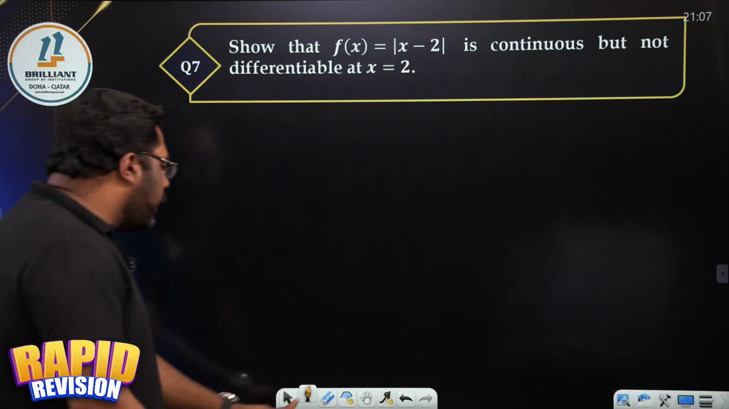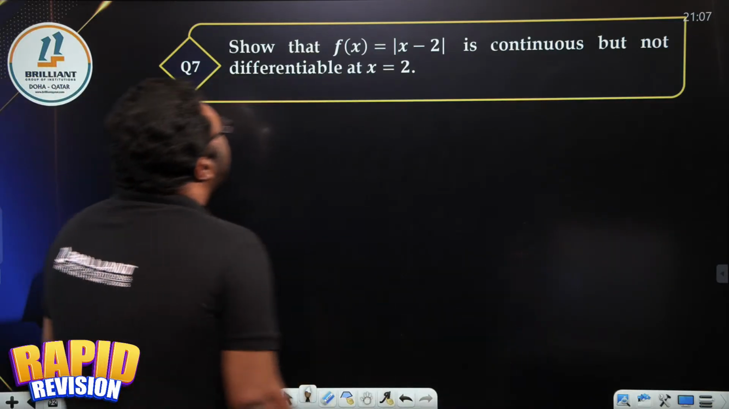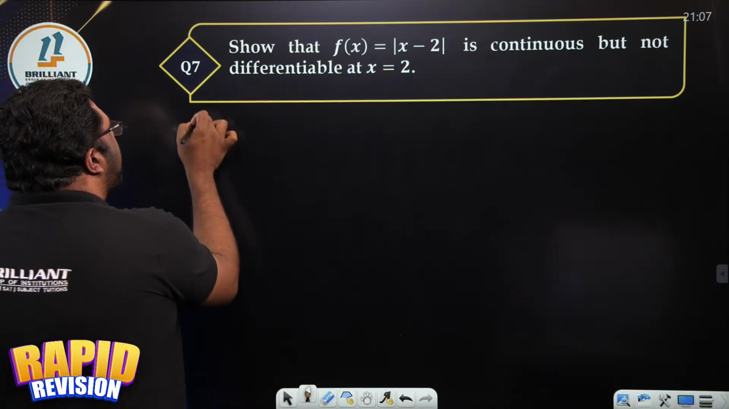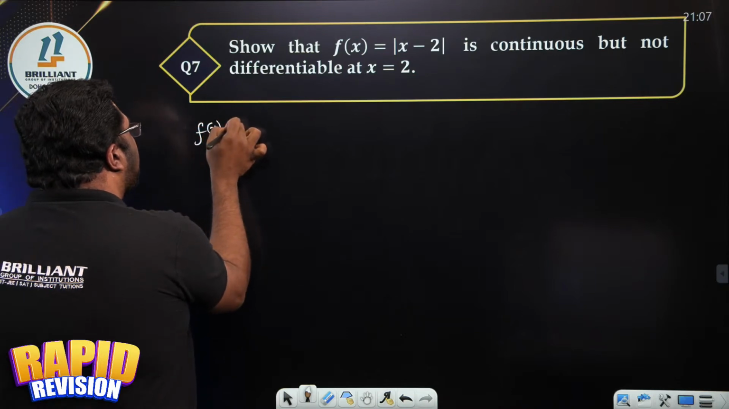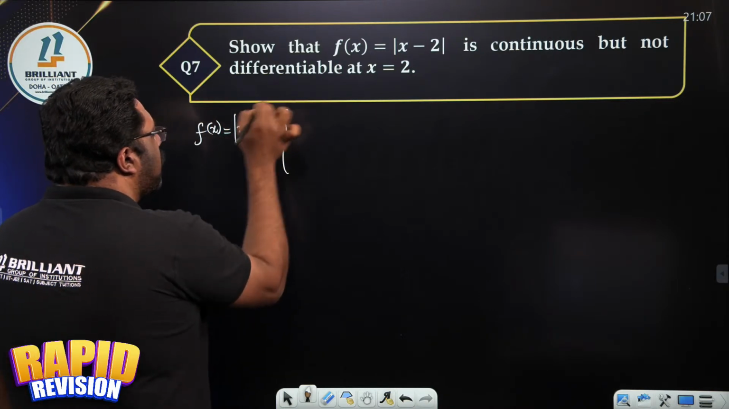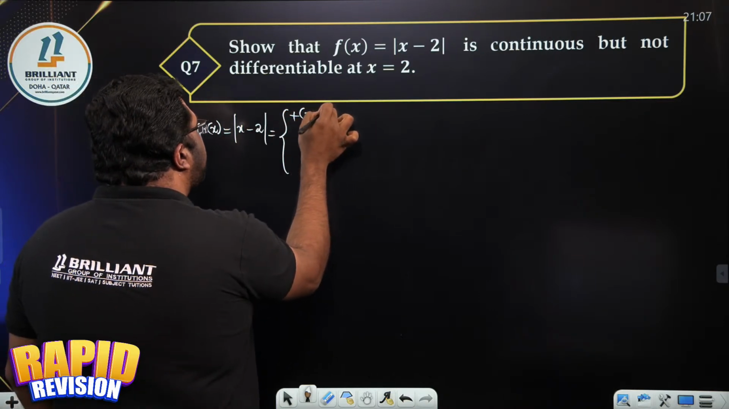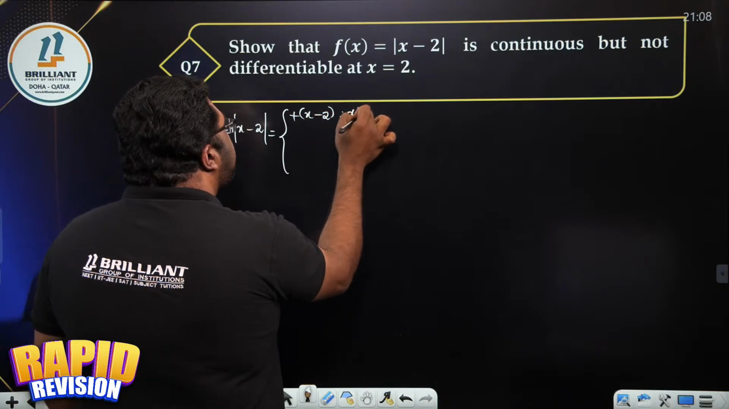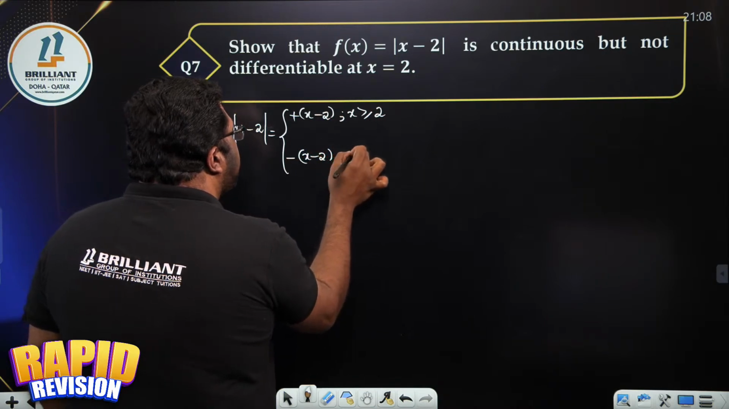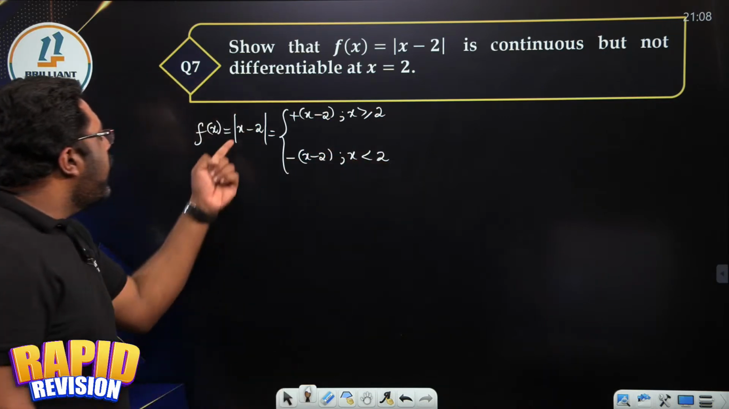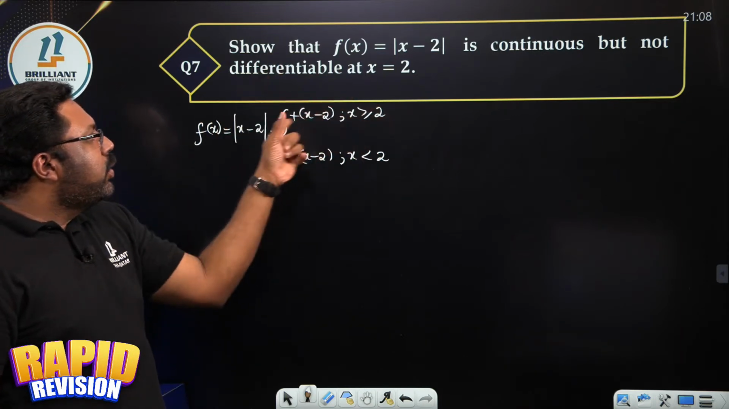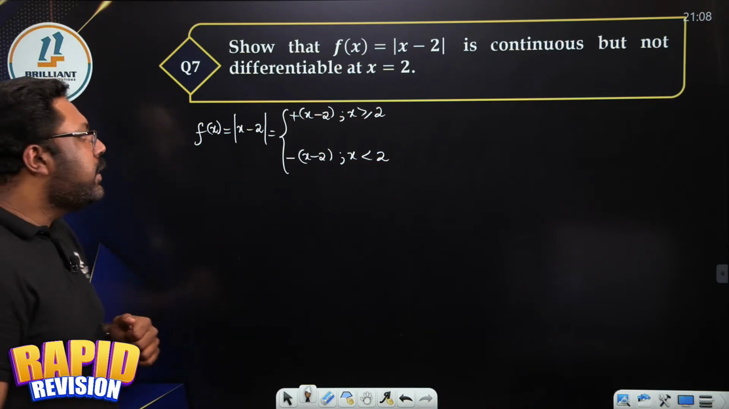Next one, very important. Discuss the continuity and differentiability of this function: modulus of x minus 2. Everybody knows how to define a modulus function. It is positive for x greater than 2 and negative for x less than 2, because x minus 2 becomes 0 at x equal to 2. So for x greater than 2 it is positive, less than 2 it is negative.